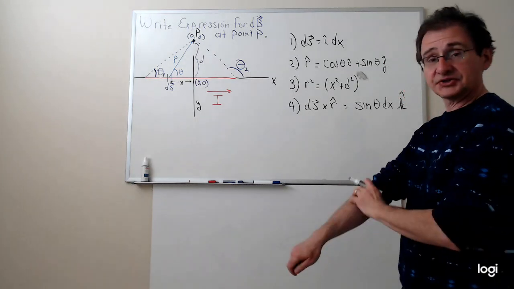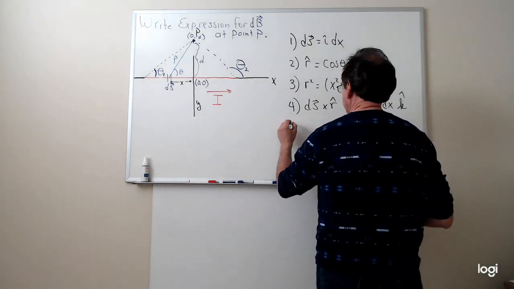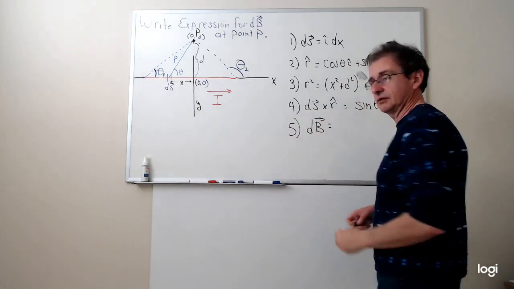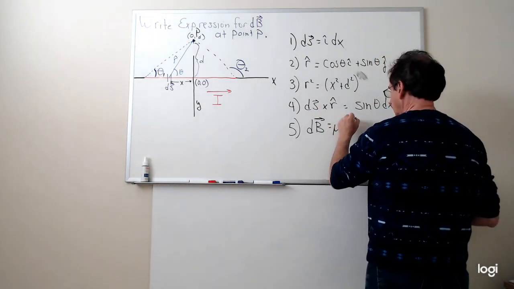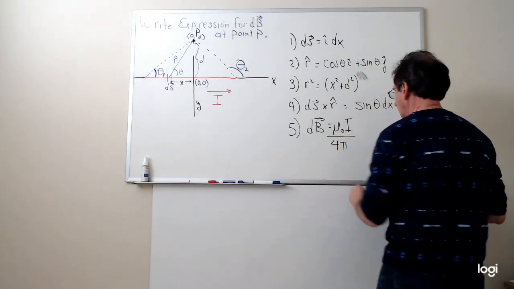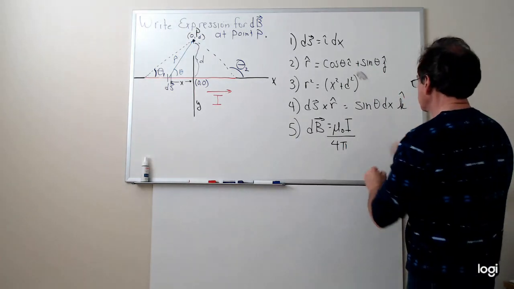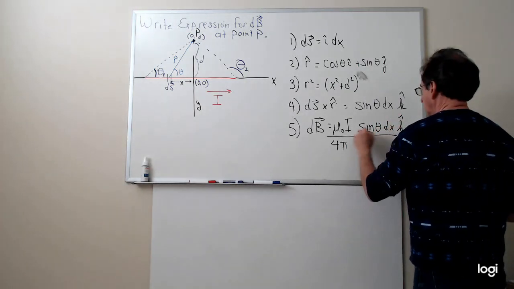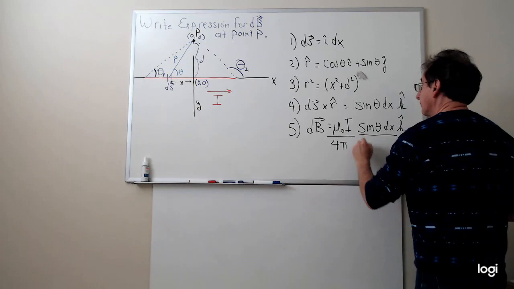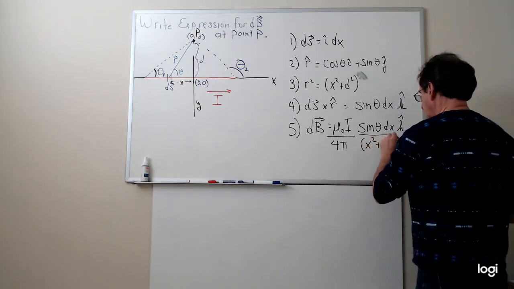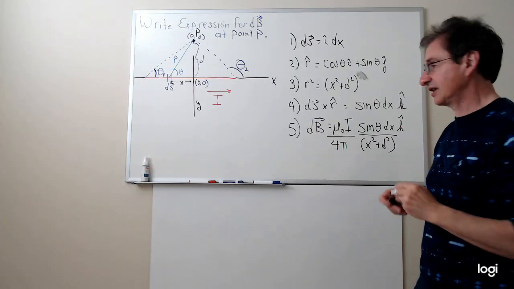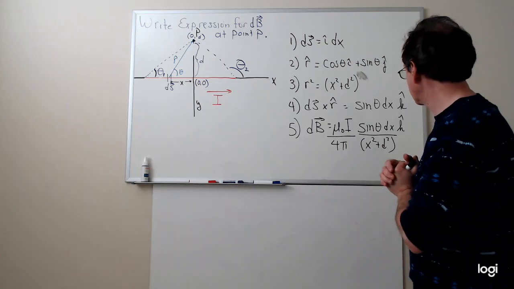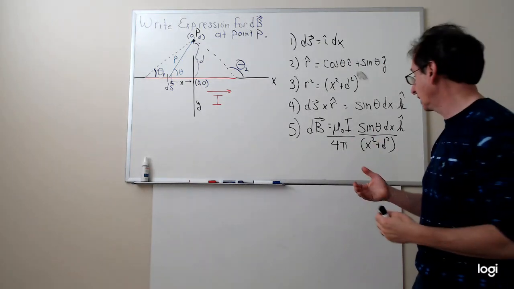The next step then is to write the expression for dB using the Biot-Savart law. And then here I put ds cross r hat, which is now it's kind of weird because I have some x's there and a trigonometric function, so I'm going to have to change that to make the problem a little bit easier to work with, at least in terms of me having to do the integration.